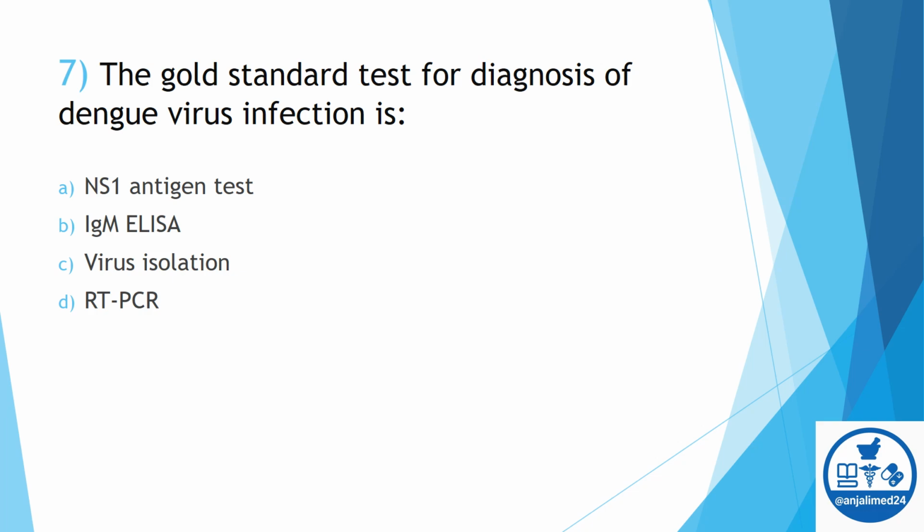The NS1 antigen becomes positive during the first 1 to 5 days of fever. That's the early phase when the virus is actively circulating in the blood. After day 5, the IgM antibody ELISA test starts to show positivity, indicating that the body's immune system is responding to the infection. The IgM remains detectable for about 2 to 3 months, helping in late diagnosis or retrospective confirmation.